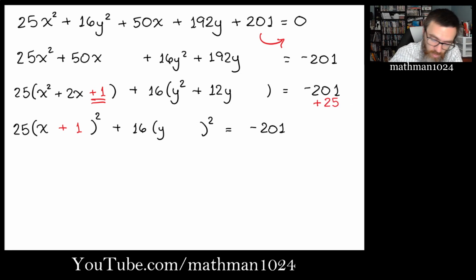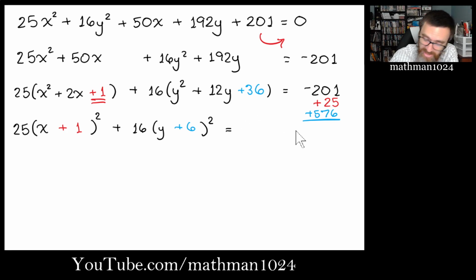Now when I look at the y's, half of 12 is 6. And 6 squared is 36. And so now I have to add not 36, but 16 times 36. So that's, what, 576? I think that sounds about right. And let me erase that negative 201 because that is now going to be different. And it's going to be all of this combined. So let's see, that gives me 400.